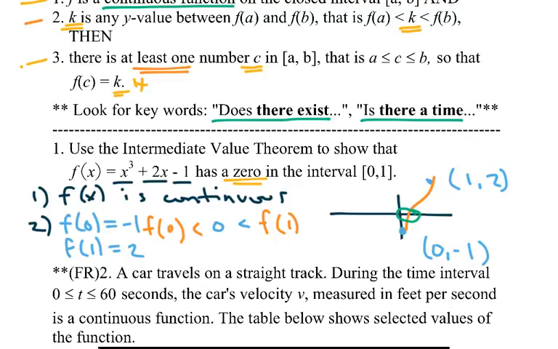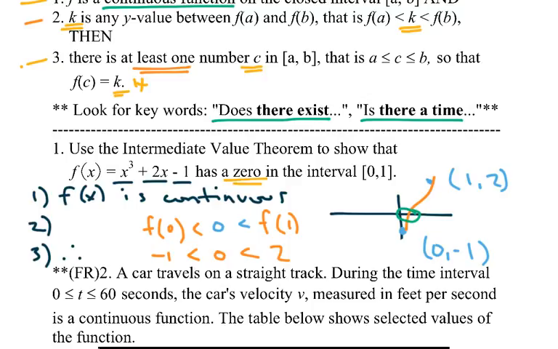So here's my second statement. 0 is between f of 1 and f of 0. And if you want to put those values in, you can. Negative 1 is less than 0 is less than 2. And then our third statement is we can say, therefore, there's at least one number c so that f of c equals k.